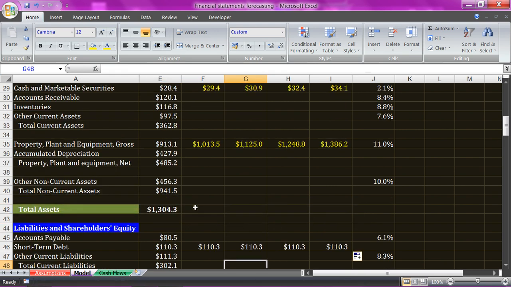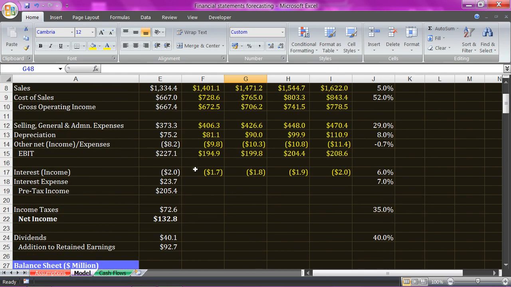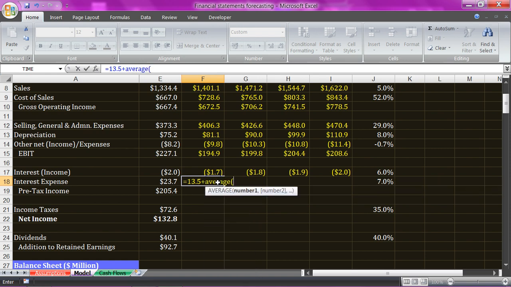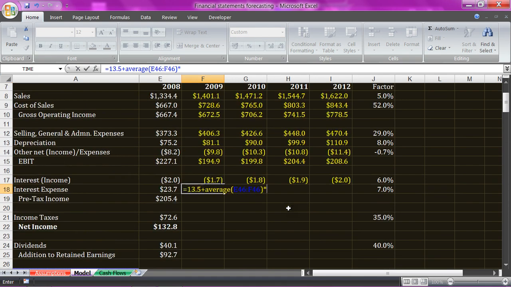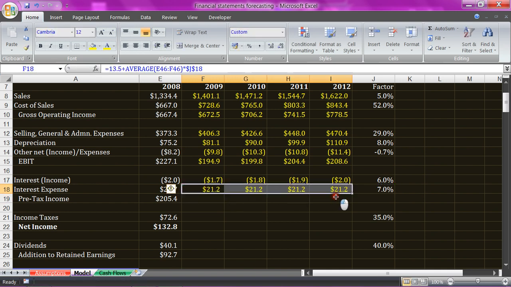Afterwards we have to find the interest expenses. We already came to know that 13.5 million is constant from the long term debt, and short term debt will be the average of the short term debt of last year and this year, multiplied by the forecasting factor, that is 8%, that is given in the assumption. So we need to freeze that one, press enter, and drag till the end.